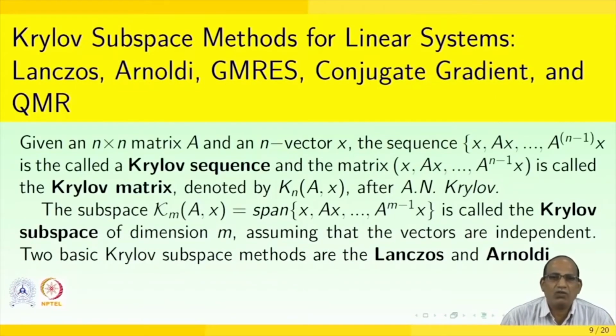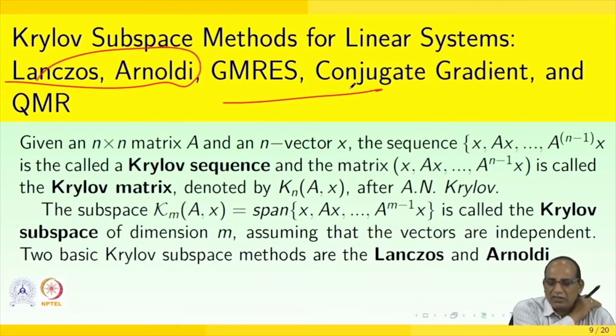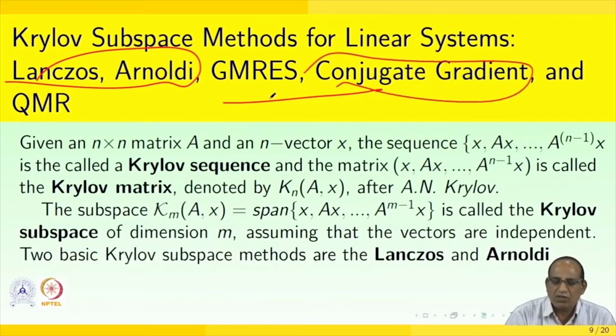Let us look into Krylov subspace methods for linear systems. How actually the Krylov subspaces play a vital role in trying to find the solutions to engineering systems. One is the Lanczos-Arnoldi method, second one is the generalized minimal residual method, and the conjugate gradient method, which we have seen, and the QMR method.